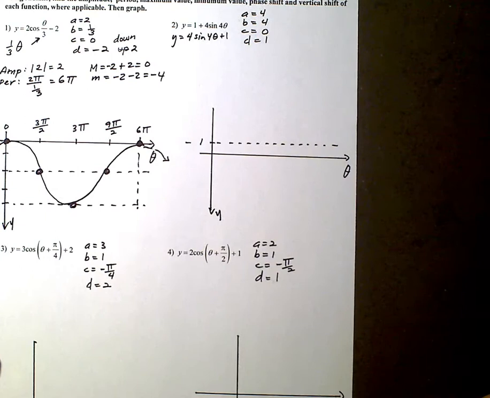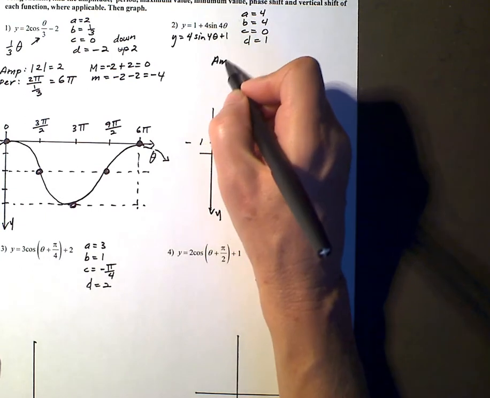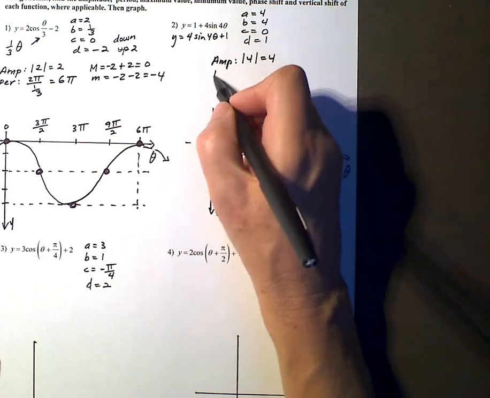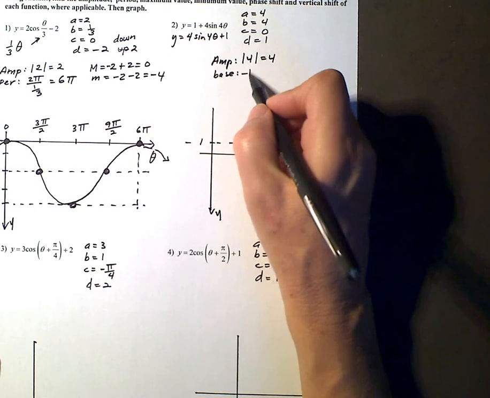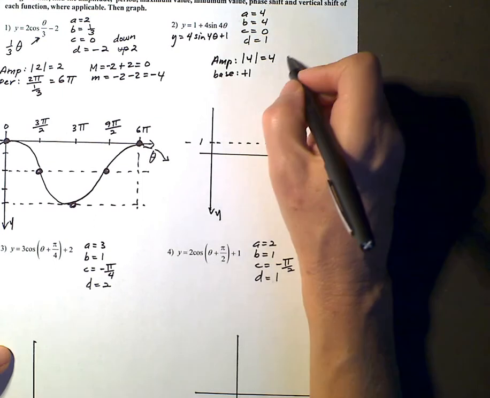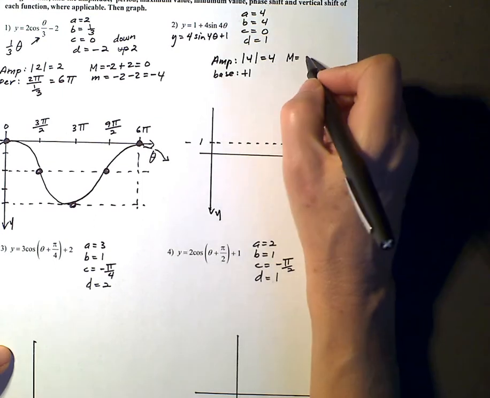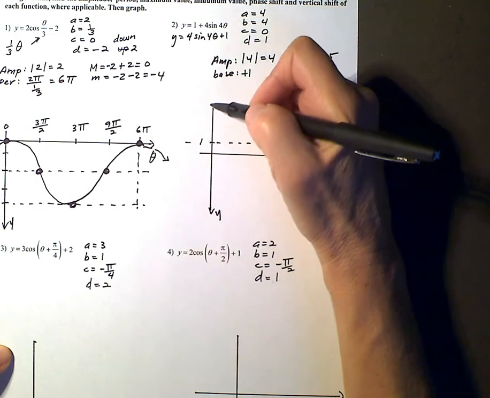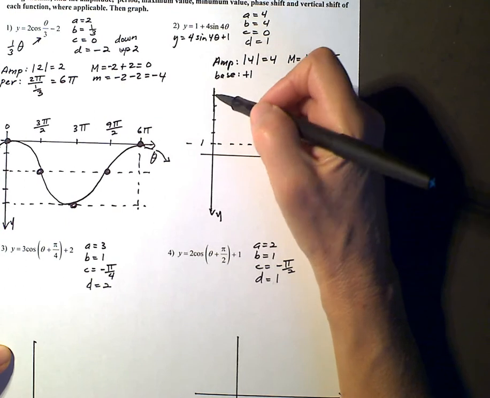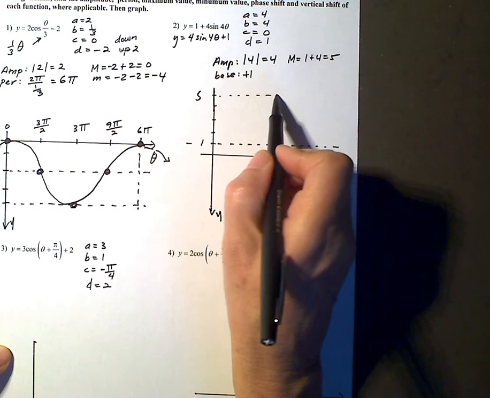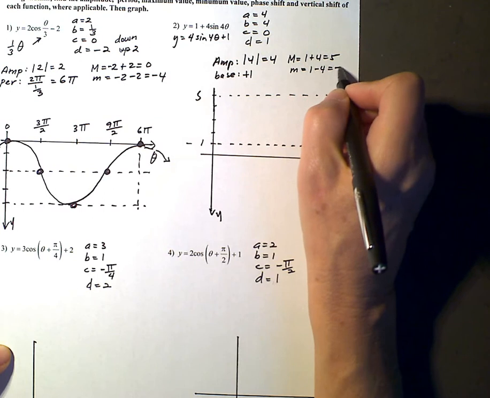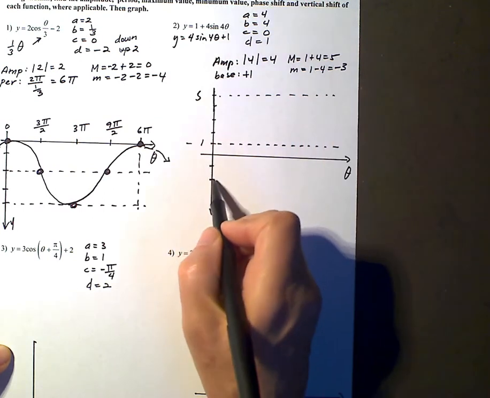That'll be the midline for the whole thing. And then the amplitude of this function is the absolute value of A, which is 4. So the midline is going to be at +1, where D is. My maximum value is going to be at 1 plus 4, or 5. So take this up, 2, 3, 4, 5 up here. And my minimum value will be at 1 minus 4, or -3. So -1, -2, -3 will be down here.